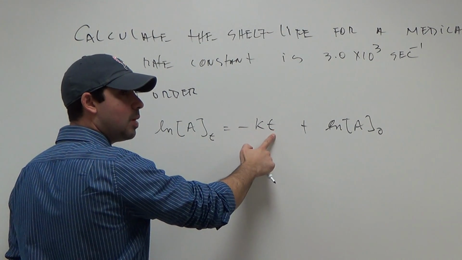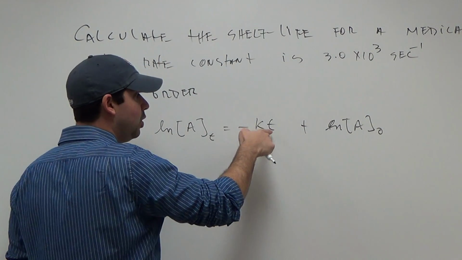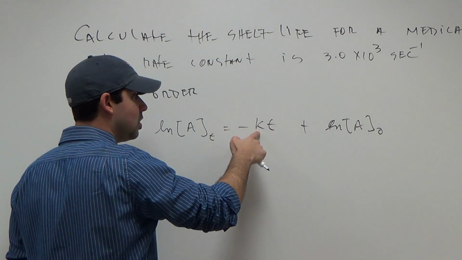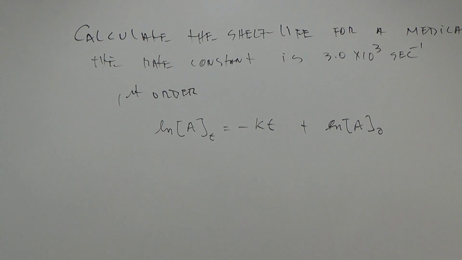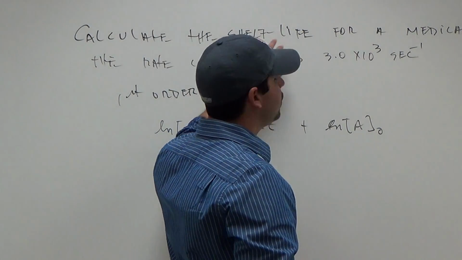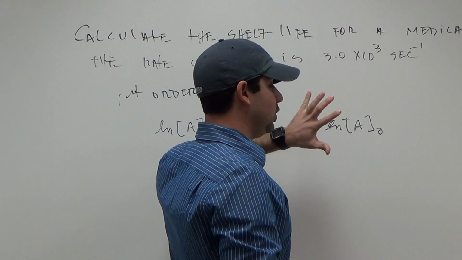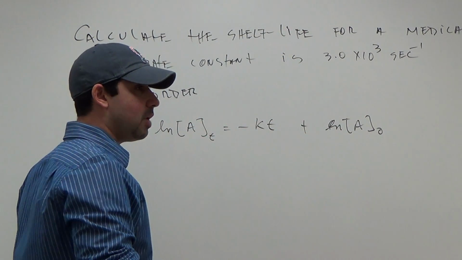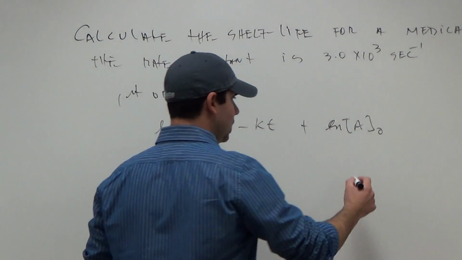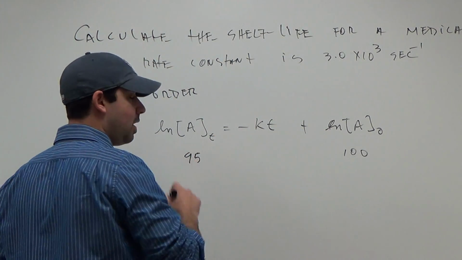What is this? Time. This is time, right? The time it takes. And shelf life is time, yes? So I am looking for this number. I have this number. Where are this number and that number? They are contained in what it's asking you for. Shelf life, by definition, means that you began with 100 and you finished with 95. So, you can put here 100 and you can put here 95.